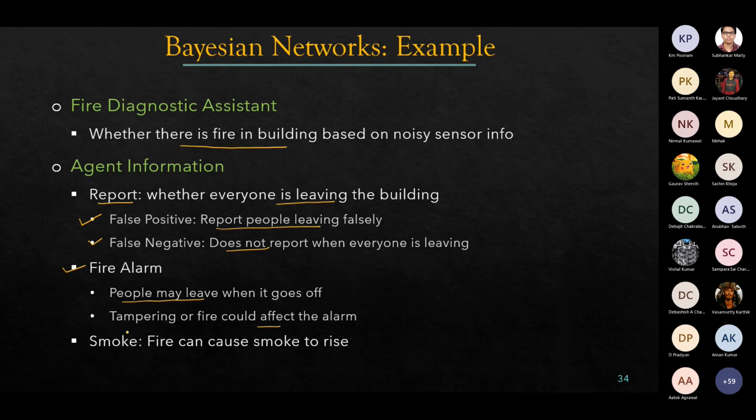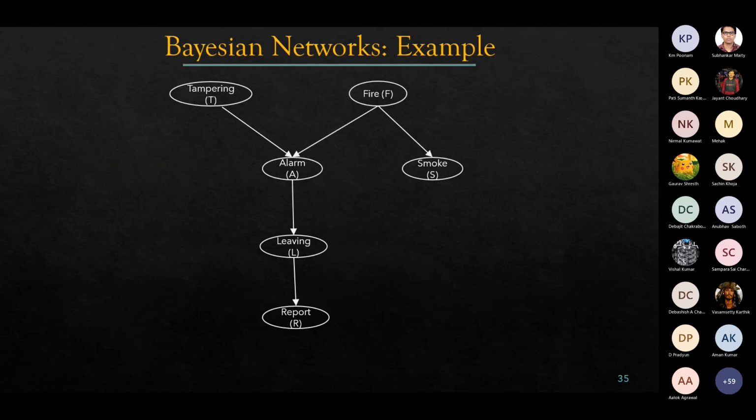And finally, if there is a fire, it can cause smoke, right? So these are the three sensors that we have with us for this diagnostic agent. From this, we can easily draw a Bayesian network. For this very simple domain, we can do this readily, but if you have a complex domain, you have to put a lot of effort into designing the structure of the Bayesian network first.